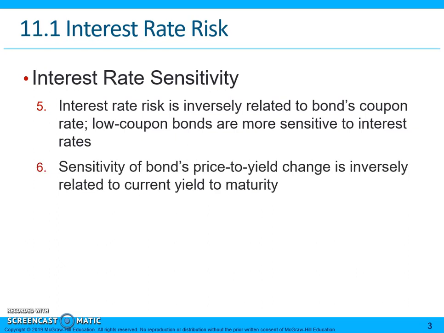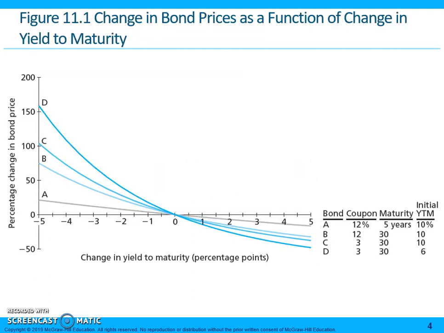The sensitivity of a bond's price to yield change is inversely related to the current yield to maturity. So if the yield to maturity is low, it's more sensitive. If the yield to maturity is high, it's less sensitive. And again, we'll see this in the upcoming chart.